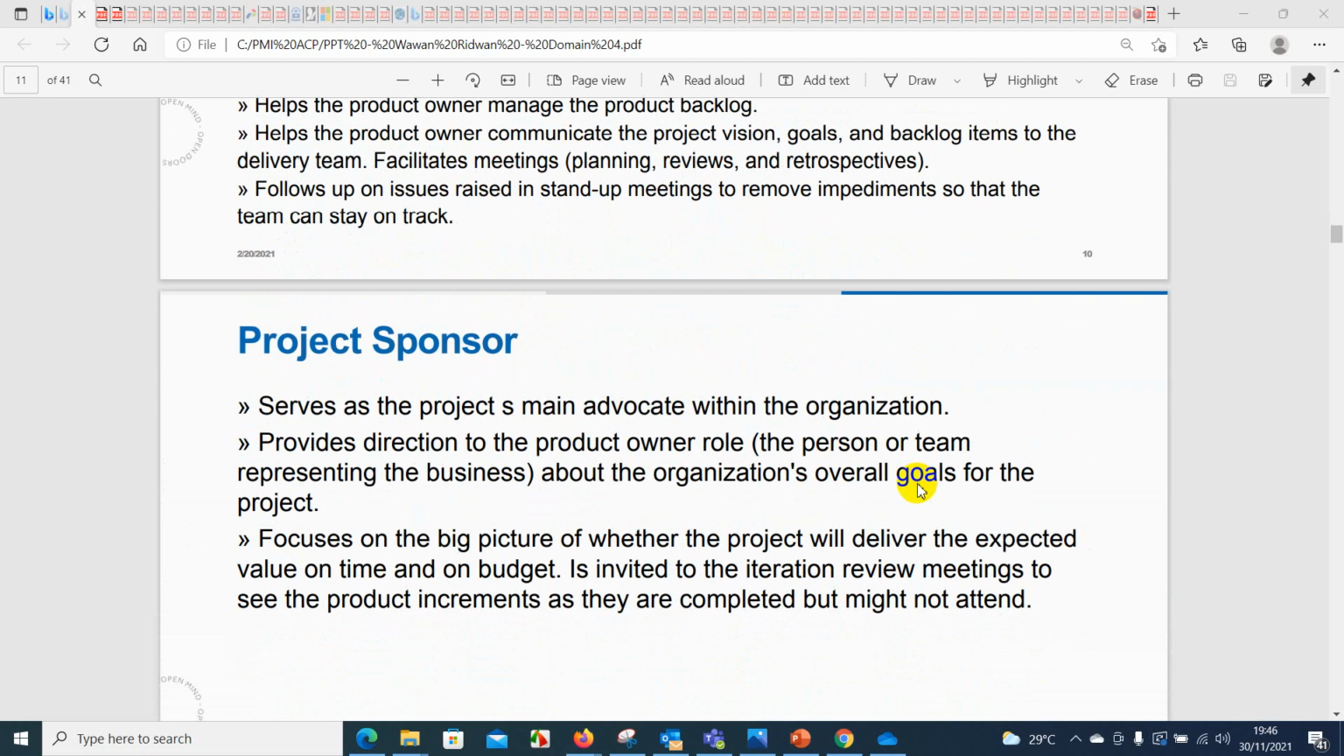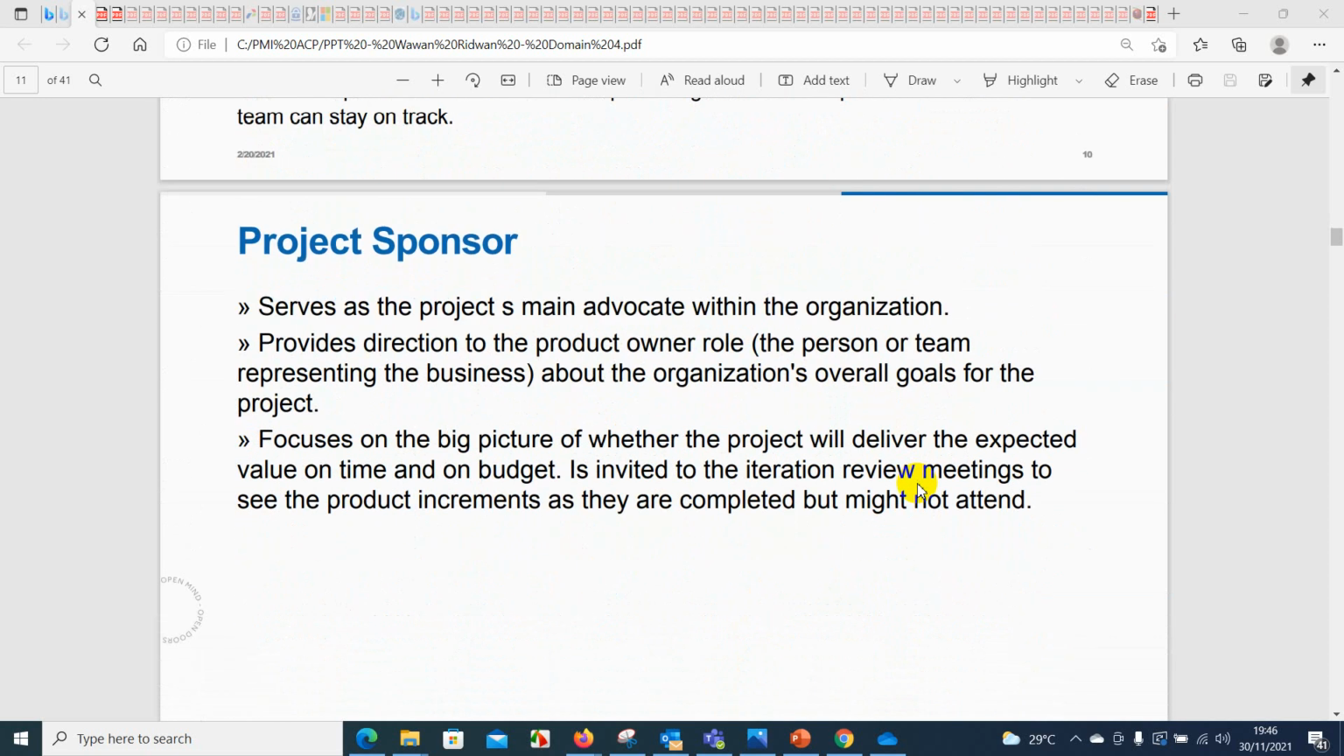Okay, then the project sponsor. Serves as the project's main advocate within the organization. Also provides direction to the product owner role, the person or team representing the business, about the organization's overall goals for the project. Focuses on the big picture of whether the project will deliver the expected value on time and on budget. Is invited to the iteration review meeting to see the product increments as they are completed but might not attend.